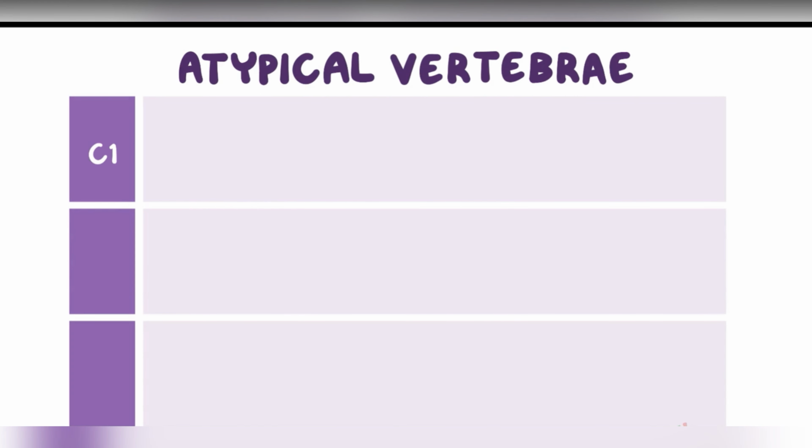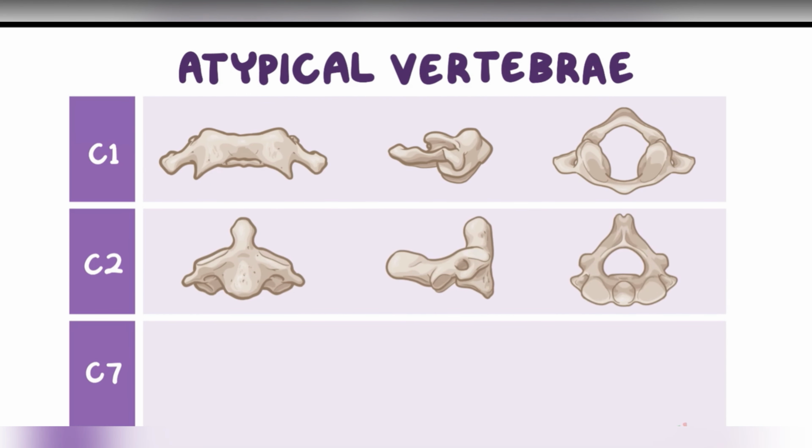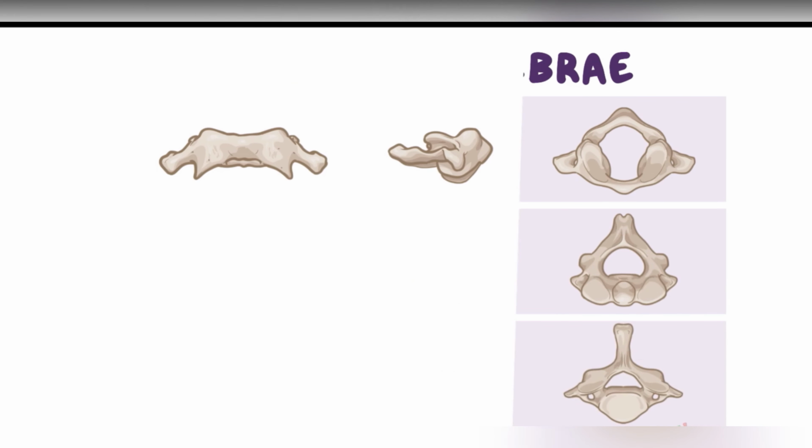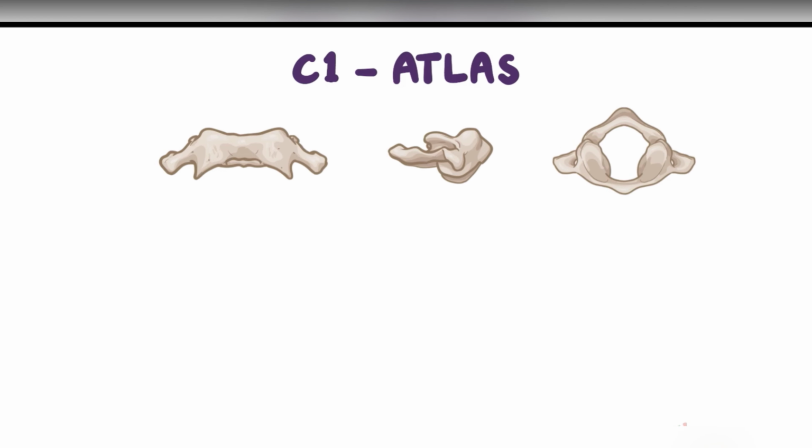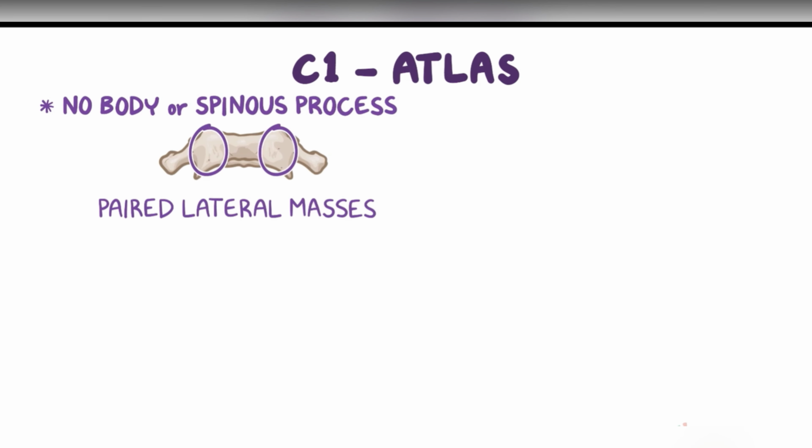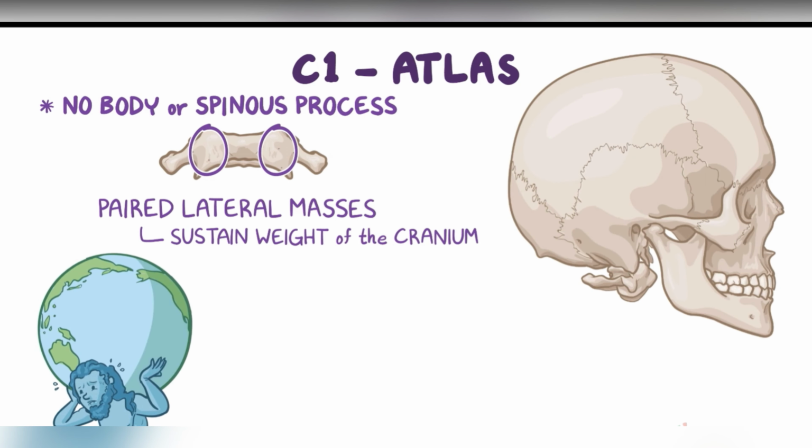Now let's switch gears and look at the atypical vertebrae, called so because they have different characteristics from the other vertebrae. First, vertebra C1, also called the atlas, is a ring-shaped bone that doesn't have a body or a spinous process. So, instead of a body, it has paired lateral masses that serve as a body and sustain the weight of the globe-like cranium, just like Atlas of Greek mythology, who bore the weight of the world on his shoulders.